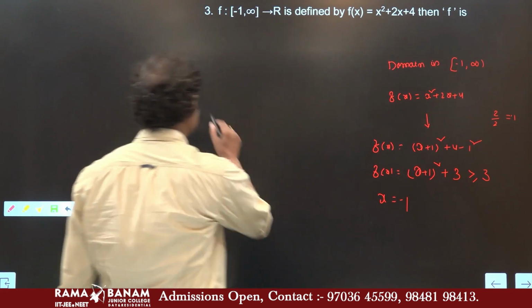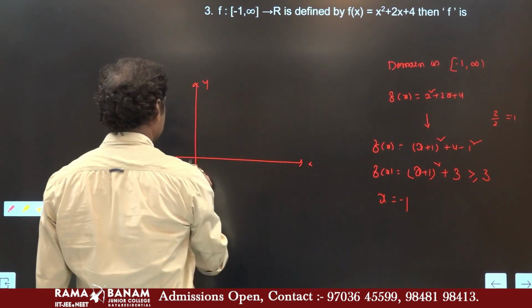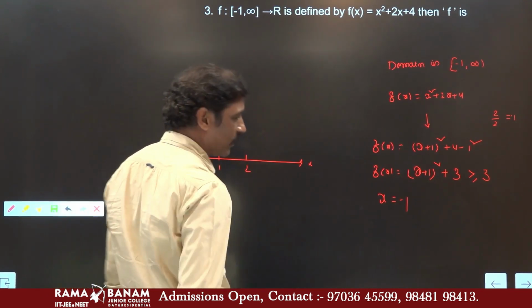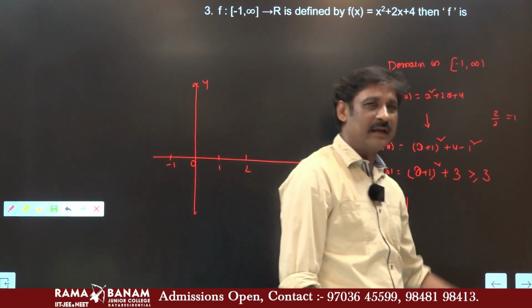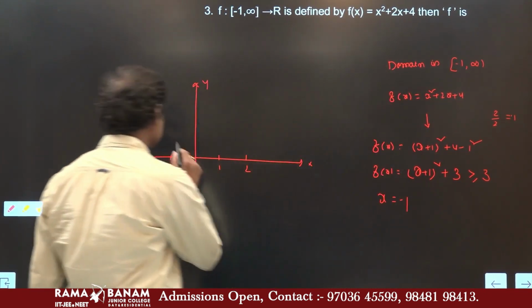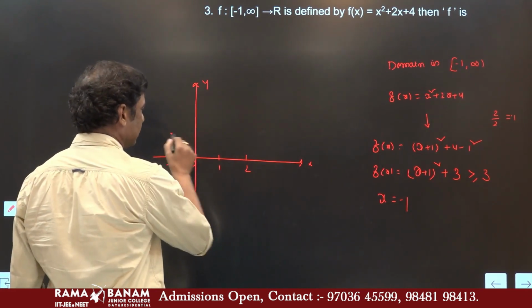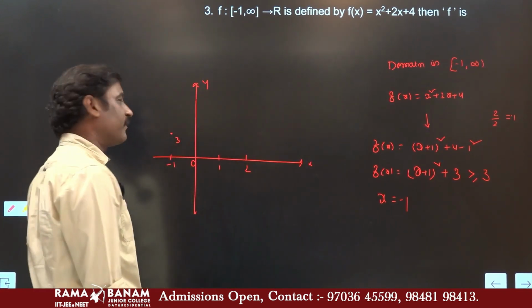And now let's go for a graph, x-axis and y-axis. This is 0, this is minus 1, this is 1 and 2, and so on like this. And at minus 1, we got 3. That was the least value. This is 3, this is the least. And just for this domain, what is the domain of the function? It is closed at minus 1, open at infinity.